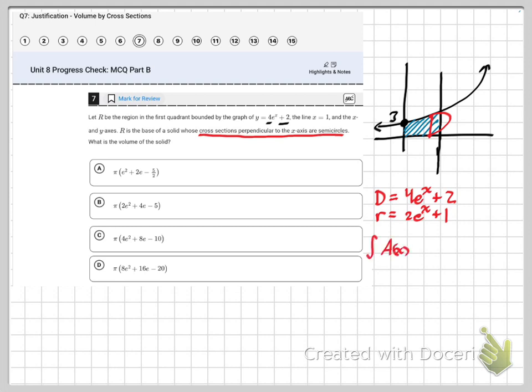Okay, so to find a volume, we need to integrate the area function. Now, because the cross sections are perpendicular to the x-axis, we are integrating with respect to x. So our area function, oh yeah, and we're integrating from 0 to 1. Okay, there they are, 0 to 1. Okay, so there's our area function, and yes, my stews, there's a 1/2.